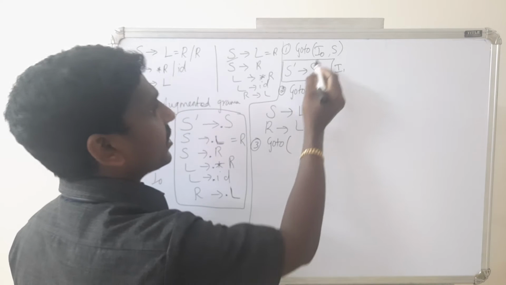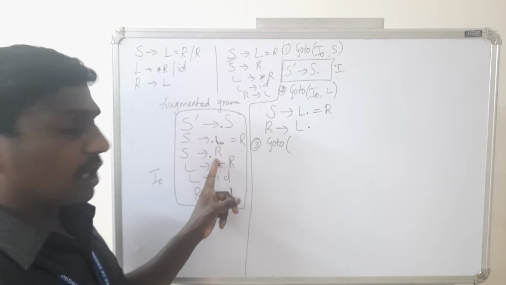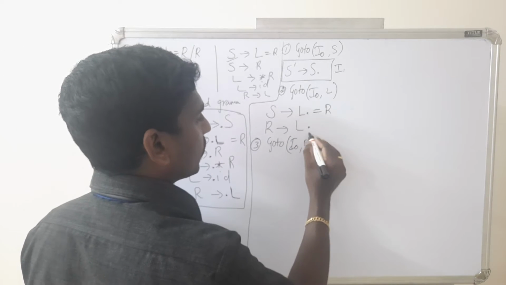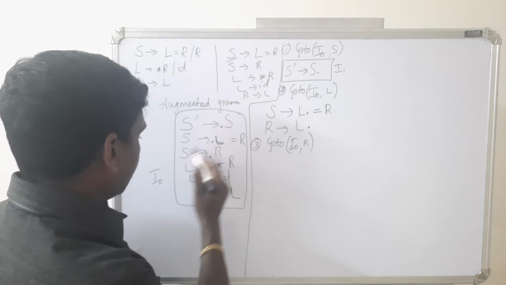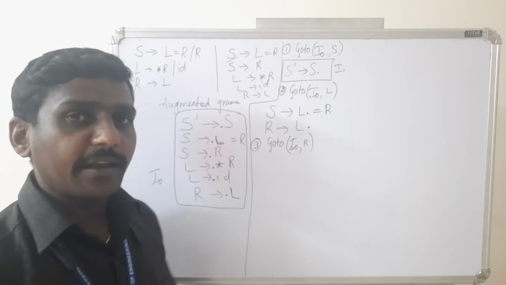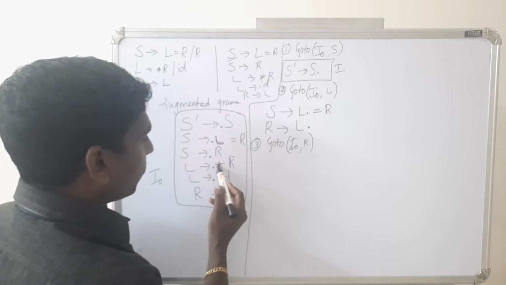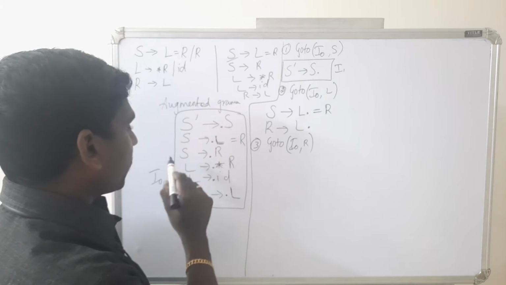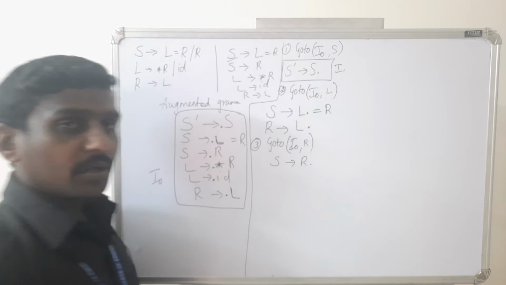Okay. So then the third step is Goto of I0 comma R. We finished Goto of I0 comma S is over, L is over. Then another dot is present near R. Goto of I0 comma R. We have to check in I0 where the dot is present near R. See, only one function is there. The dot is not present near R, the dot is present near star. So only one function is there, so I will write S tends to R dot.